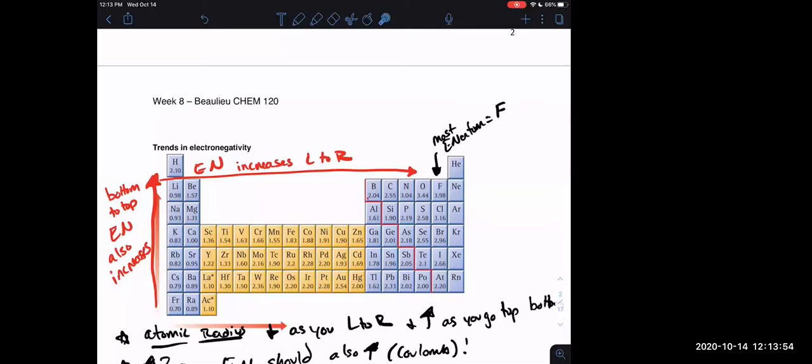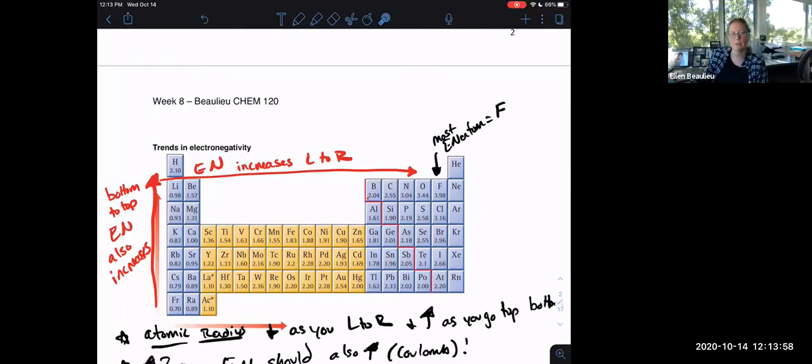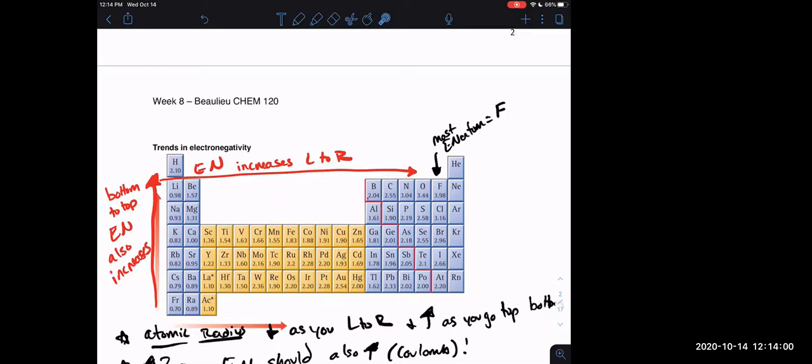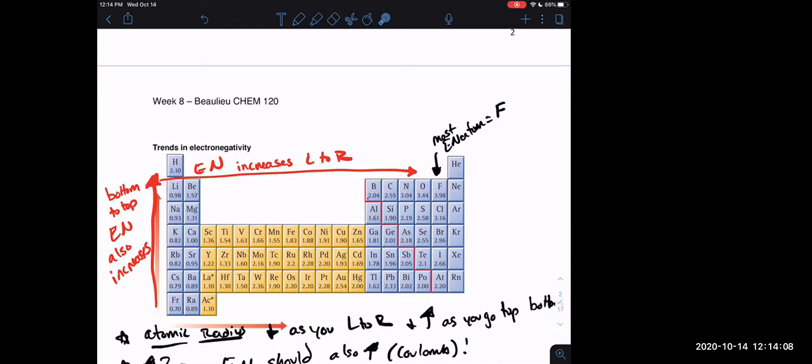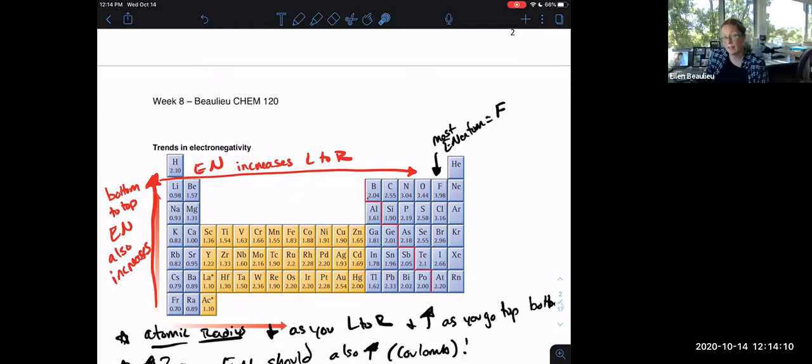I'll give it a shot. Is it because they've already got 8 valence electrons and they don't want anything to change because they're already perfect? They don't largely participate in bonds. That's right. They have a full valence shell. They are satisfied in that way.